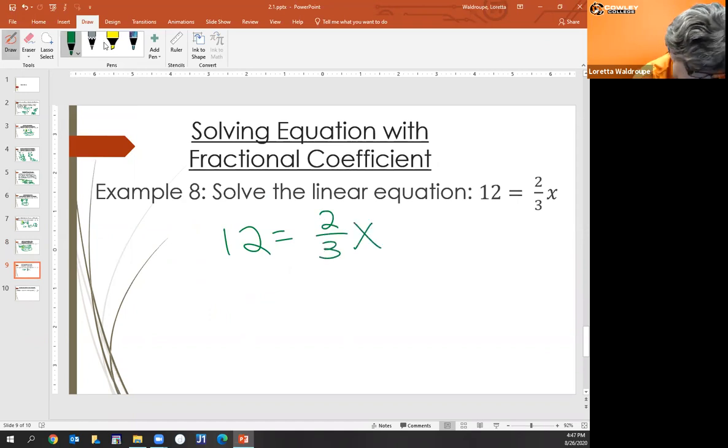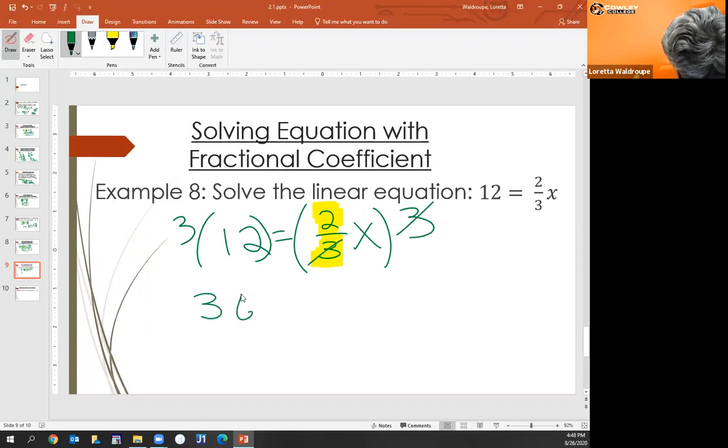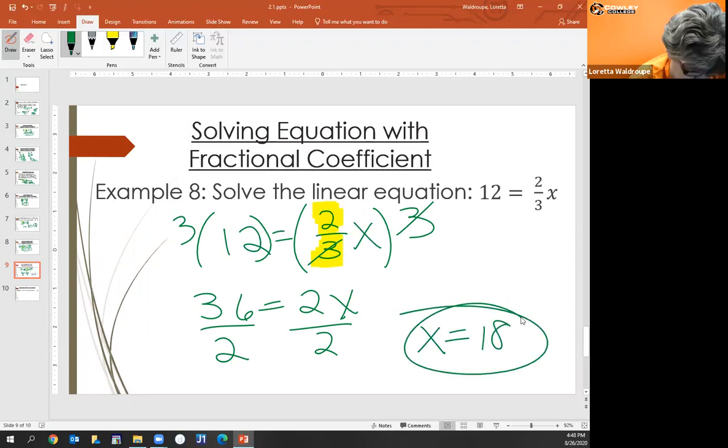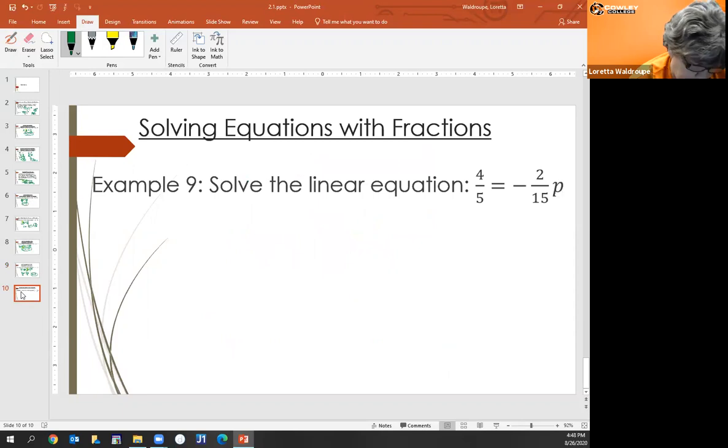Now in this problem, you can see we have a 2 we need to move and a 3 we need to move. If you're familiar enough with it, you can move them both at the same time. I'm going to multiply both sides by 3. So my 3's cancel. And then divide both sides by 2 to get x equals 18. Okay?